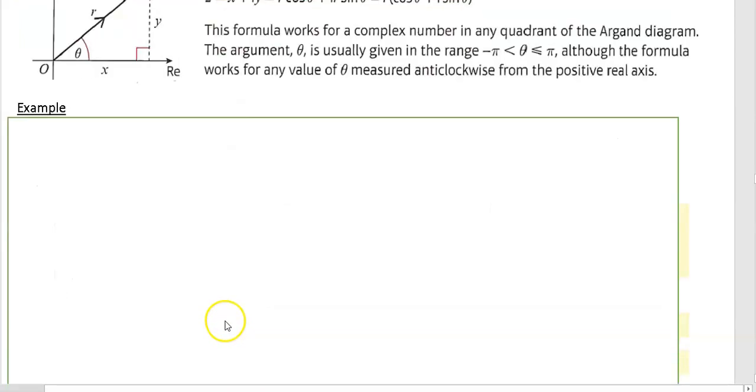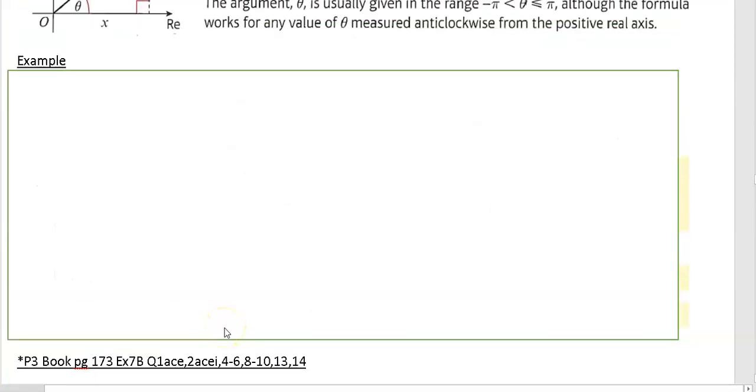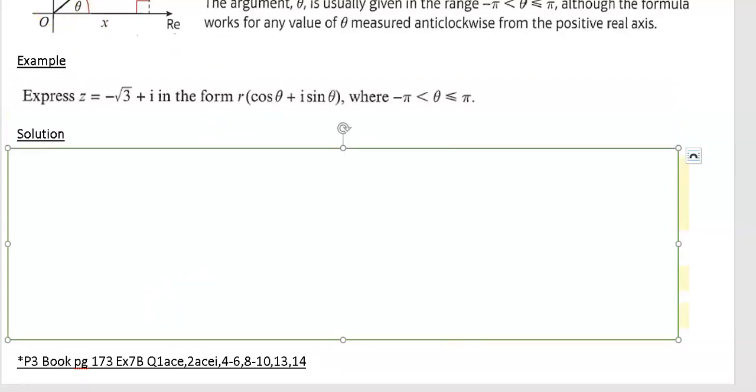Right, let's just jump on to an example. Last example for this wee bit of notes. The example says, and my example has disappeared somehow. How has this happened? Bear with me. And as if by magic it's back. So we've got z equal to minus root 3 plus i in the form r cos theta plus i sine theta, where theta is between minus pi and positive pi. So basically it says get it in modulus argument form. What you've got to do in this question is find the modulus, find the argument, and you're good to go.